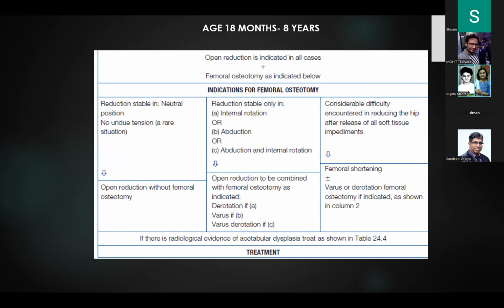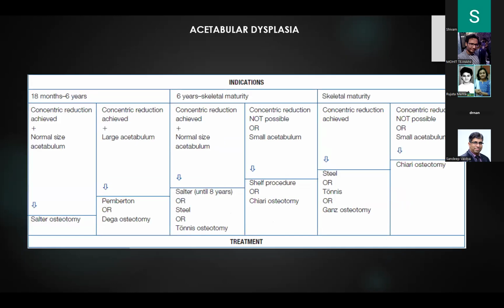So if the reduction is stable in neutral position with no undue tension, then open reduction without any further osteotomies is acceptable. If the reduction is stable only in extreme internal rotation, or abduction and internal rotation, then we have to combine this with a derotation or varus or both. If there is difficulty encountered in reducing the hip after release of all soft tissue impediments, then we may have to go ahead with a femoral shortening osteotomy coupled with varus or derotation as the case may demand.